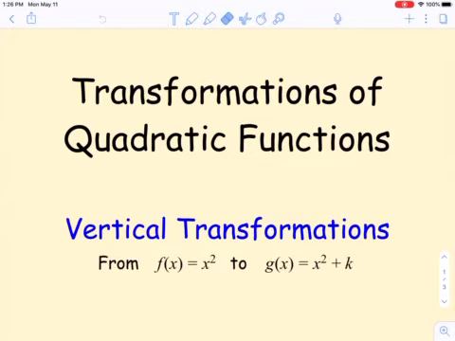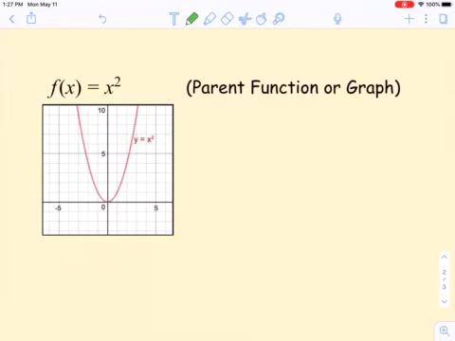So the first one we're going to look at is a vertical transformation. If you think of what the word vertical means, it means something moving up or down. So it sounds like what it looks like. You're taking this f of x equals x squared, and we're altering it by moving it up or down, in a vertical way. Let's look at what that might look like.